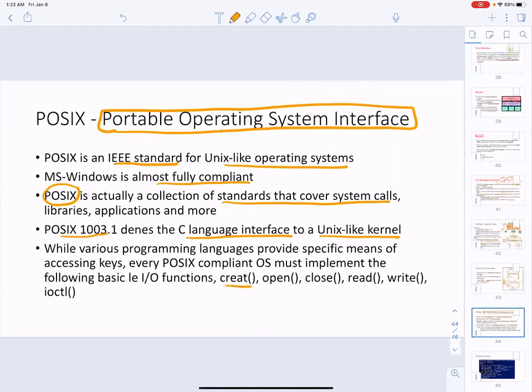For creating, we have the system call create. For opening, we just have one system call, open. For closing a file, or closing a certain data structure provided, normally related to files, we use the system call close. We have one system call each for read and write, and so on. So it's standard. No one can change it as long as it's Unix related. Windows is fully compliant with this.